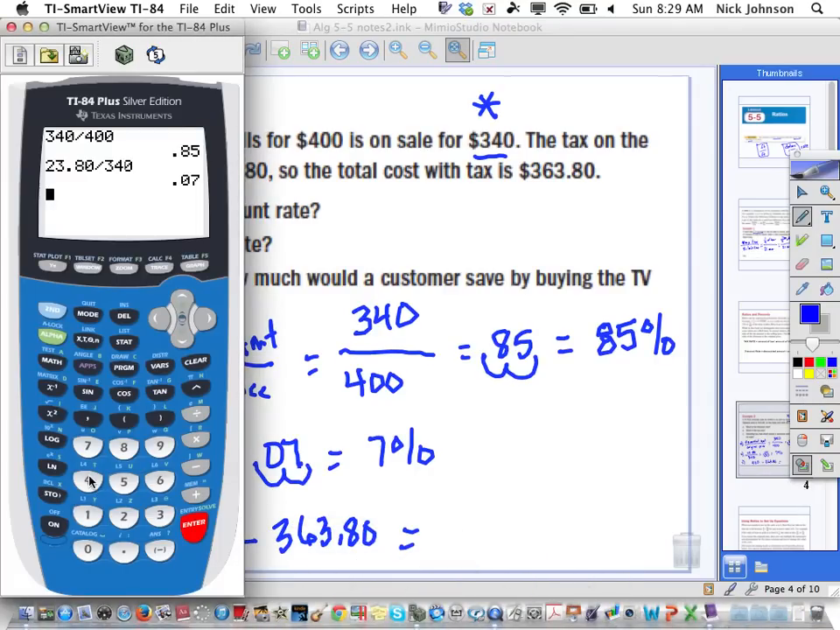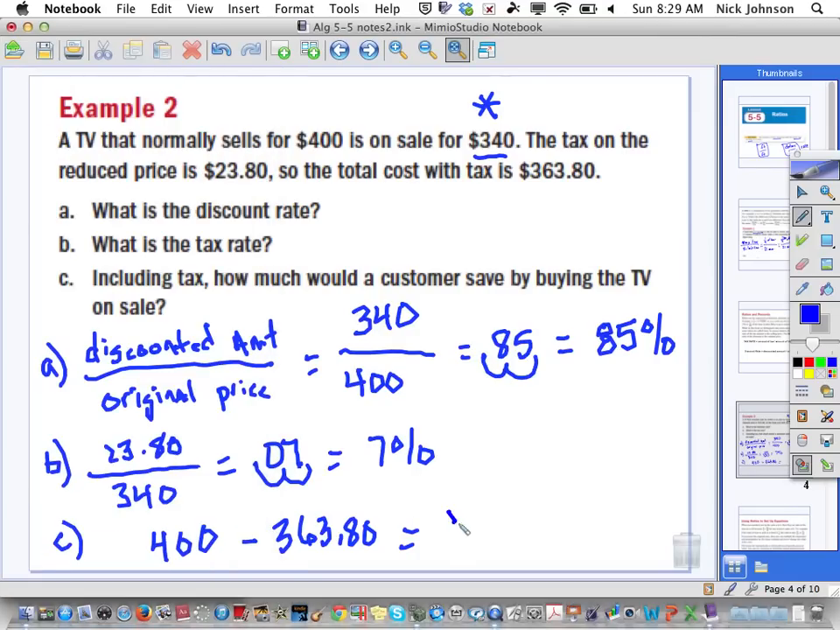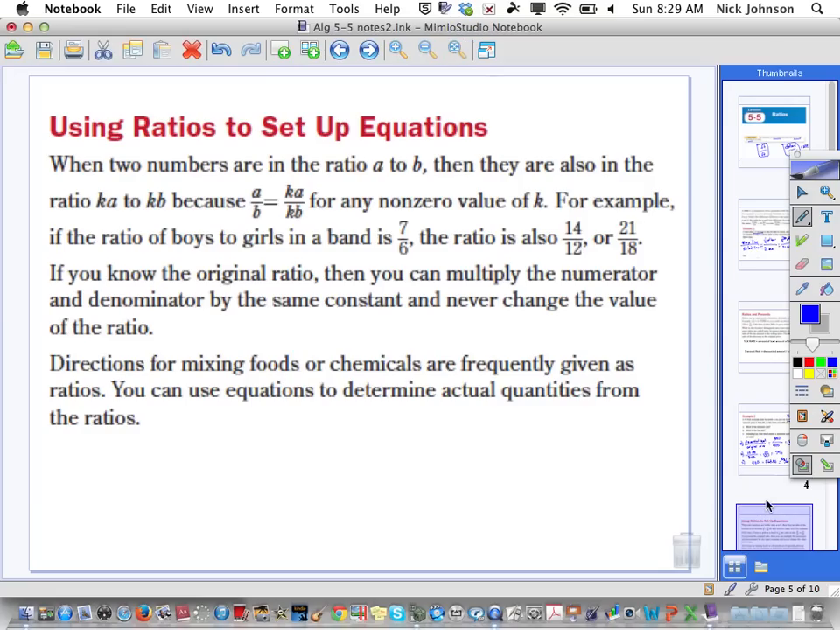And you would tell us that you would have saved $36.20. All right? Using ratios to set up equations.